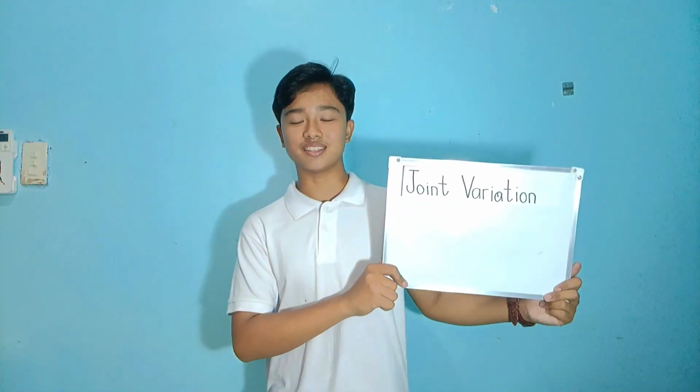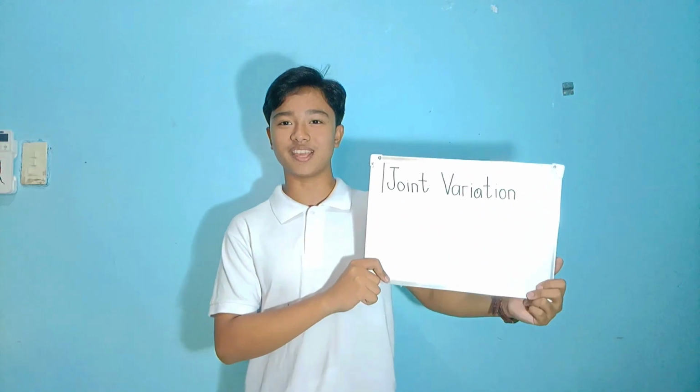After the two variations, we will now proceed to the third variation. The third variation in grade 9 mathematics is joint variation. Are you familiar with joint variation? If you're not familiar, I'm going to define what a joint variation is. Joint variation describes a situation where one variable depends on two or more other variables and varies directly as each of them when the others are held constant. That is what you call joint variation.